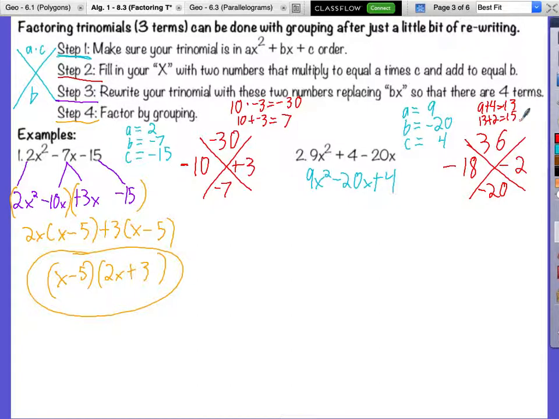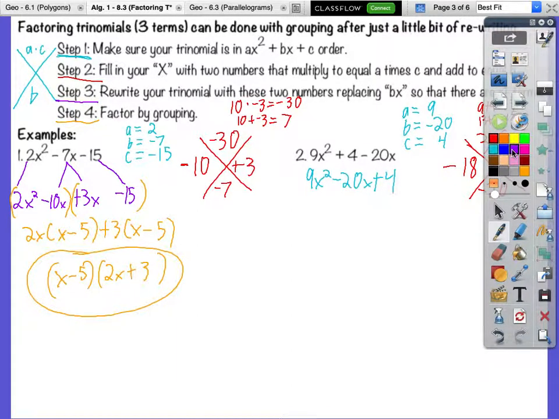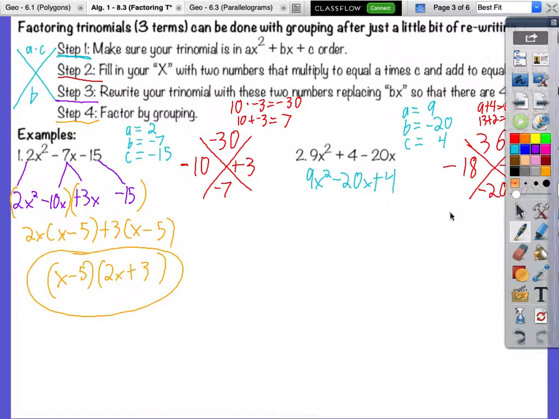Whew. So, did we do the red step where we fill in our x? We made an x and we filled all the spots in, right? So now we move to rewriting it. This was the step in the purple. We're going to rewrite it into 4 different terms.